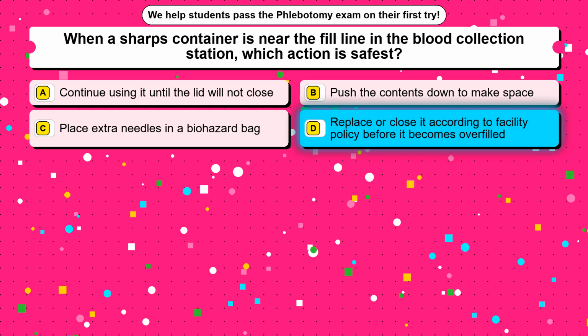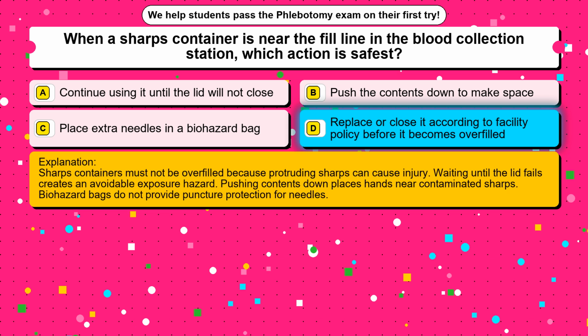The correct answer is option D. Replace or close it according to facility policy before it becomes overfilled. Sharps containers must not be overfilled because protruding sharps can cause injury. Waiting until the lid fails creates an avoidable exposure hazard. Pushing contents down places hands near contaminated sharps. Biohazard bags do not provide puncture protection for needles.